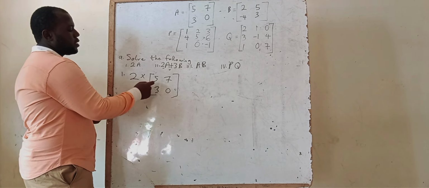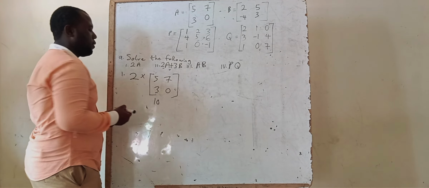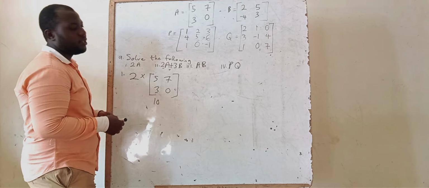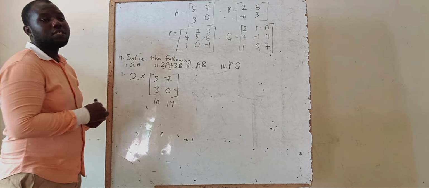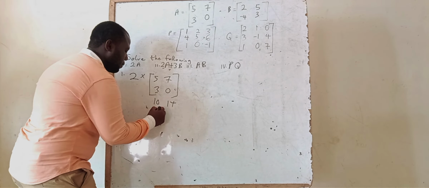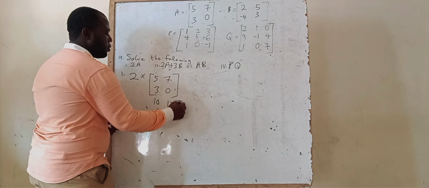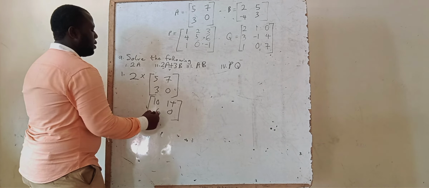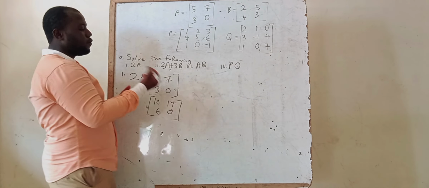So 5 multiplying 2 will be 10. 2 multiplying 7 will give us 14. 2 multiplying 3 will be 6. 2 multiplying 0 will be 0. Hence, the result for 2A is this. Let's move on to II.